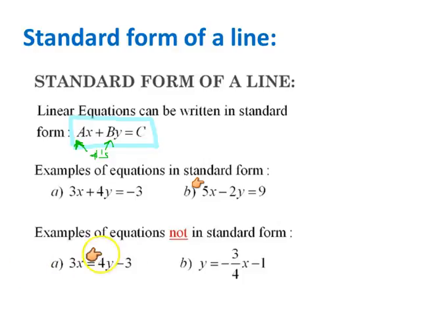Examples that are not in standard form. Look here: even though we've got 3x and 4y, they're not on the same side of the equation, so that would not be in standard form. And then in this example here, you've got x and y on two different sides of your equation. This is actually in slope-intercept form. I'm going to go on to the next slide.